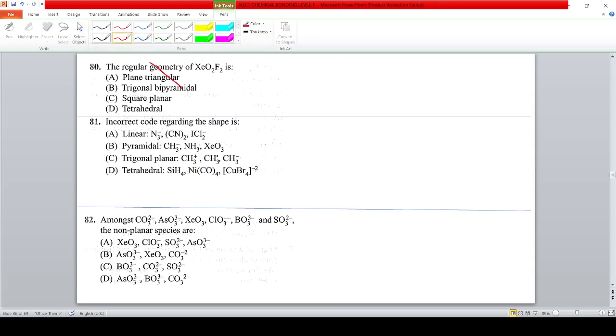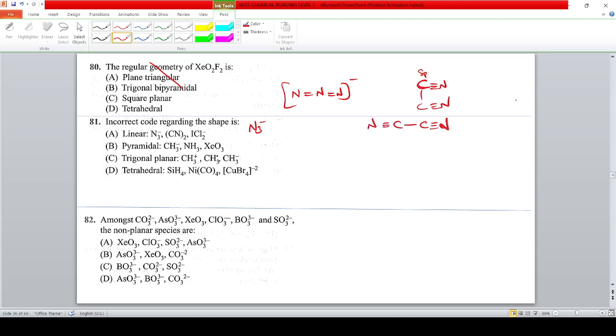Question number 81. Incorrect code regarding the shape. Which one is incorrect? First one, N3 minus. Sometime a few minutes before I wrote it is N3 minus, hydrazoic acid. Then cyanide. We will usually write like this, but this carbon is an sp carbon. sp carbon means it is linear. It will be like this.